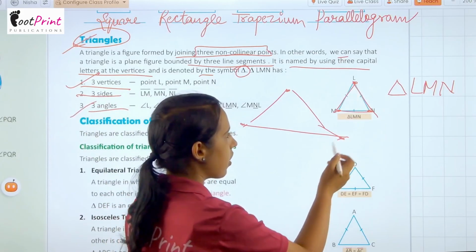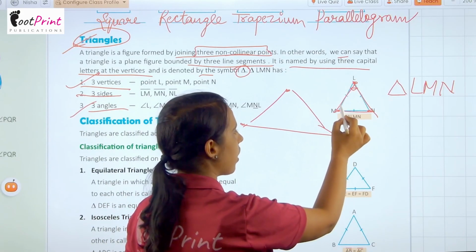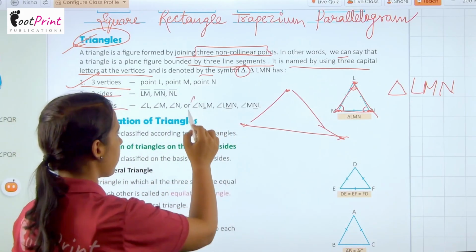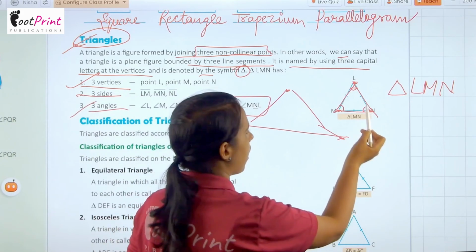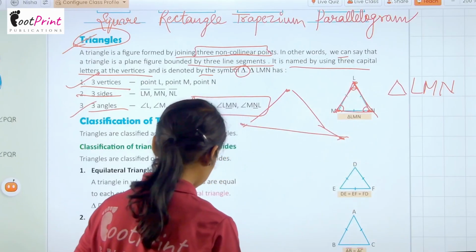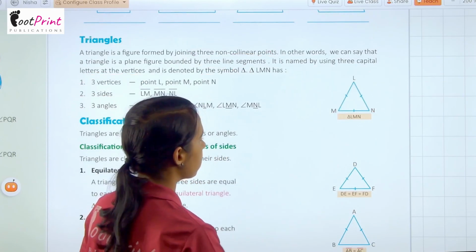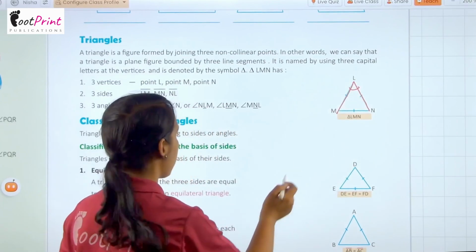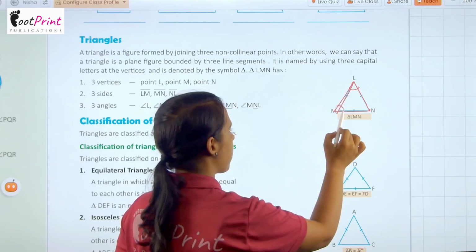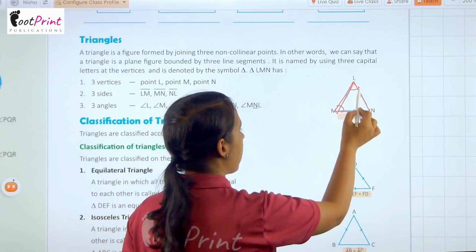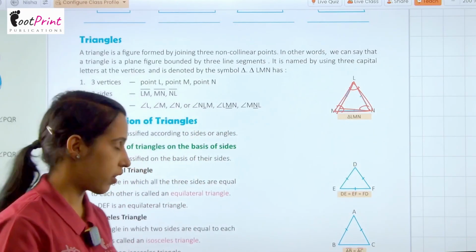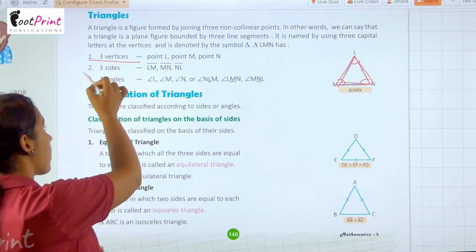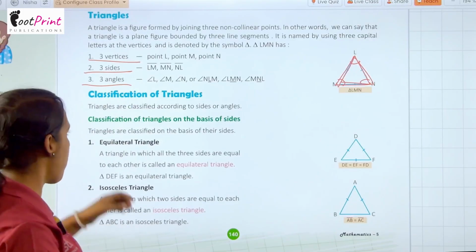First one is angle L, angle M or angle N, or we can write it in a different way, that is NLM, or we can write it as this one, or LMN, this angle shows that, and LNM or MNL we can say. So in a triangle we have three vertices, three sides and three angles. You have to remember this.